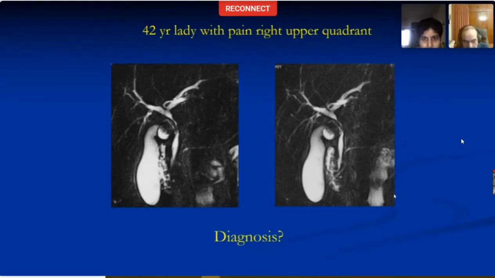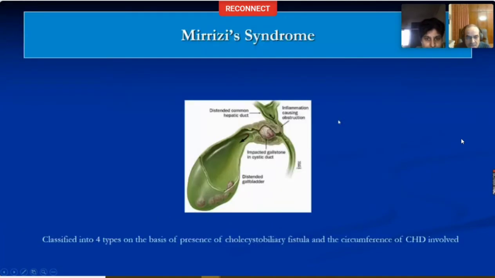Producing Mirizzi syndrome. Very good. This is indeed Mirizzi syndrome. There's a calculus in the location of the neck of the gallbladder or the cystic duct, and it's pressing the common hepatic duct, producing upstream dilatation of the biliary radicals. This is Mirizzi syndrome. One specific diagnosis you can suggest.